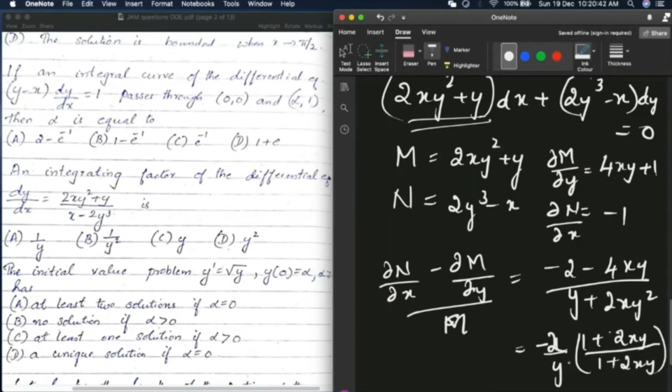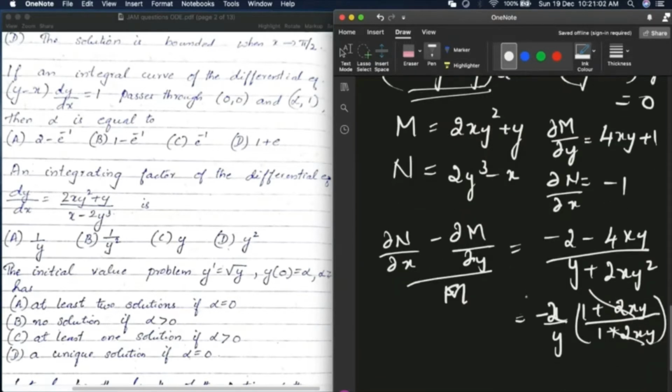So always observe these expressions and try whether, if you subtract, you are able to get a common term from here, either an x term or a y term. Accordingly, you can take the difference. So this has to be a function of y, or else ∂M/∂y minus ∂N/∂x by N should be a function of x. Both things you can just observe in the terms and find out so that you can do it quickly.